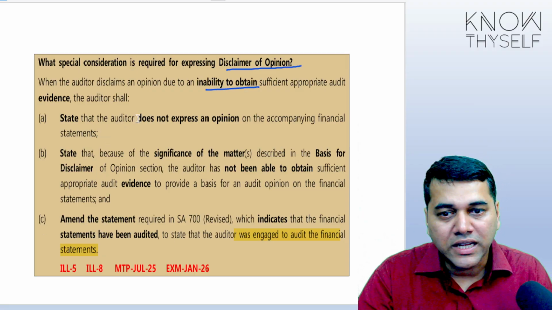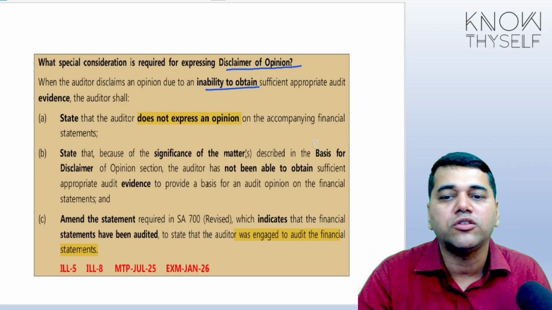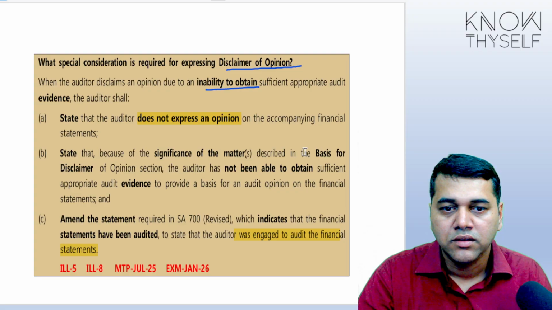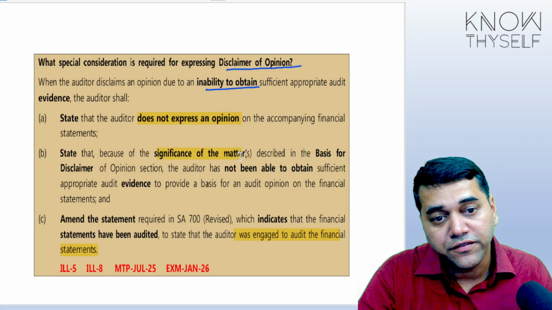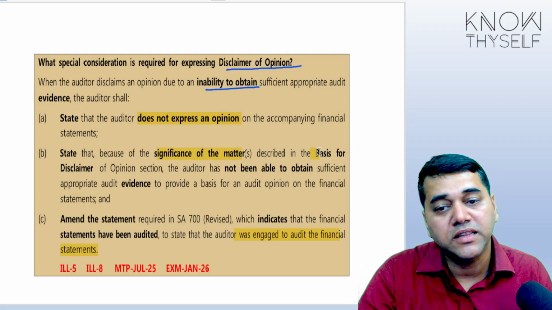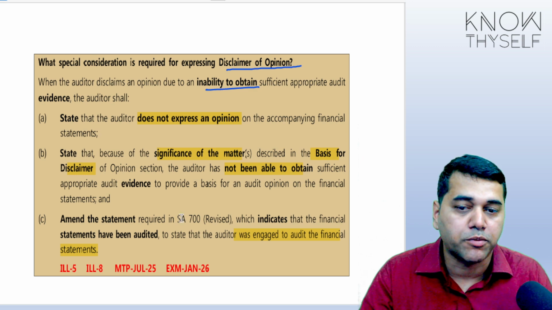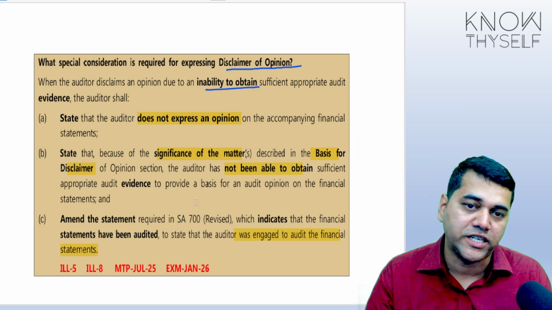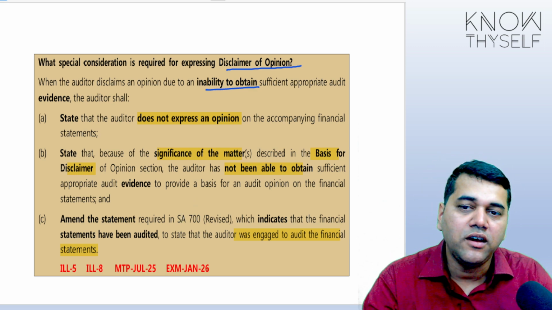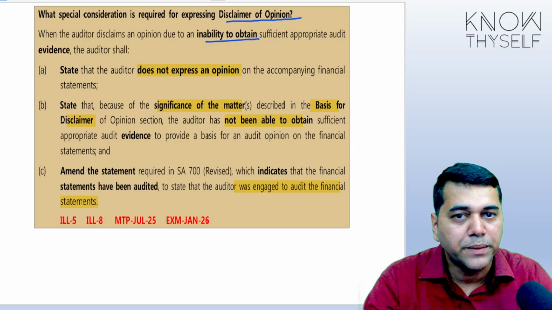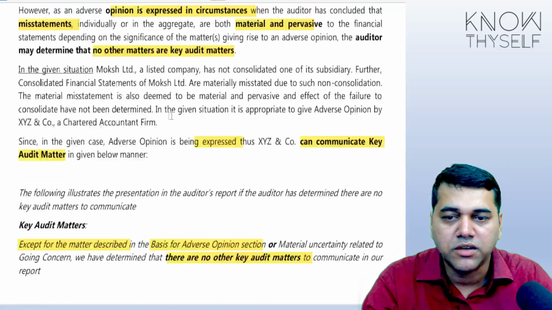Then you should tell that we are not going to express any opinion on the financial statement. Why? Because of the significant matters described in the basis for disclaimer of opinion, we are not able to obtain sufficient appropriate evidence. This is what you need to state. Okay, let us see some of the opinion paras. Illustration number 5.